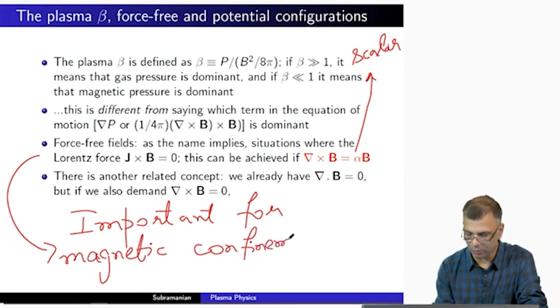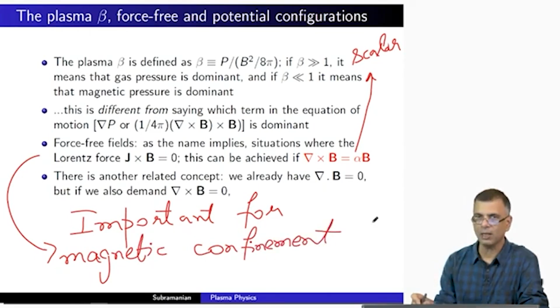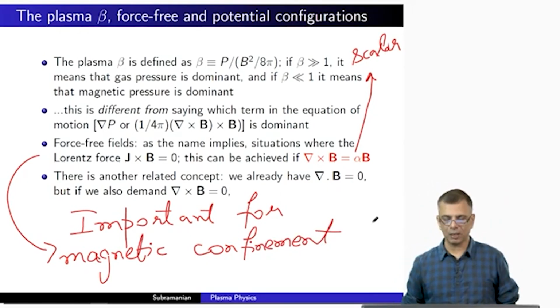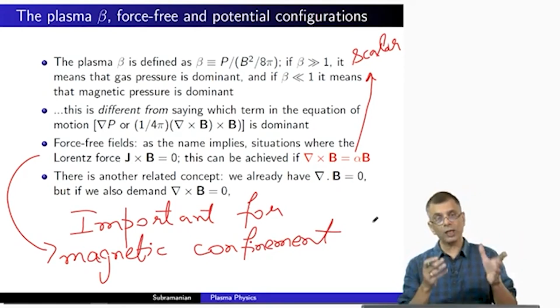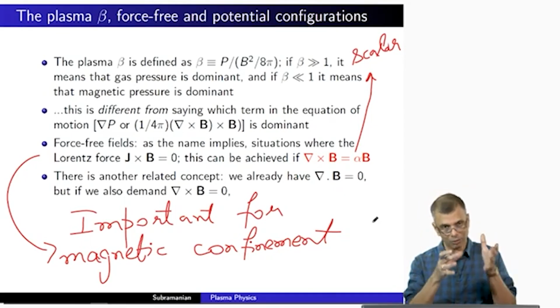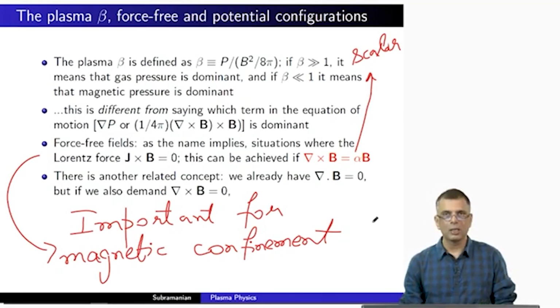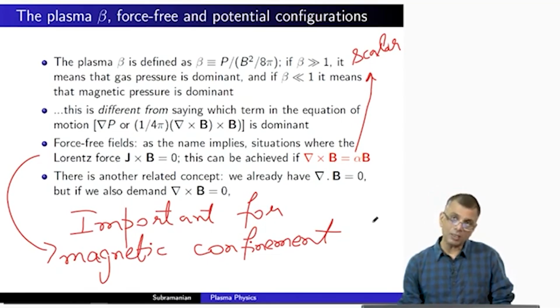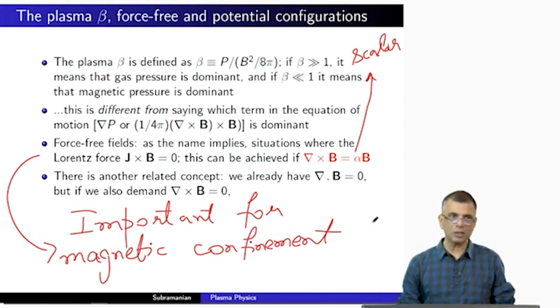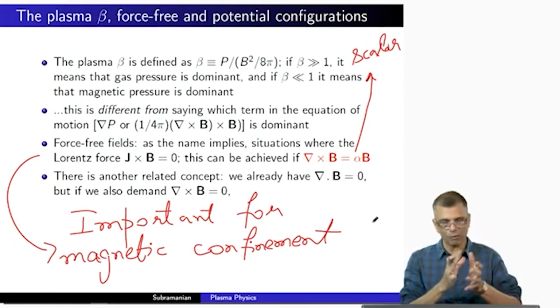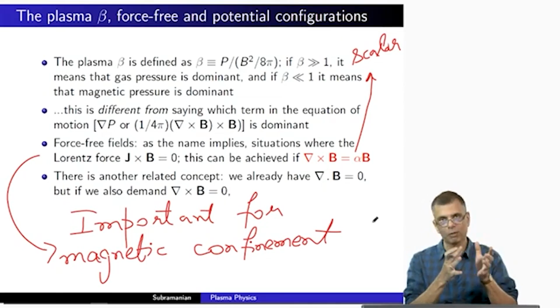In lab plasmas, plasmas are manufactured to facilitate magnetic fusion. So you want to confine the plasma to a certain region for long enough such that fusion can occur. Now, in such situations, Lorentz forces are actually a nuisance, because what Lorentz forces do is that they distort the volume, they distort the element of fluid.